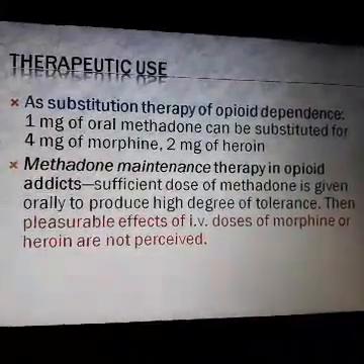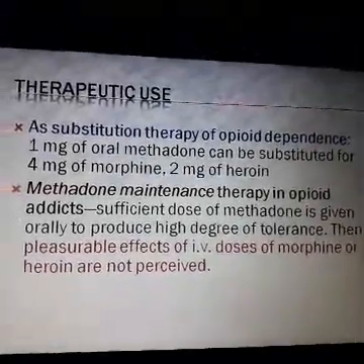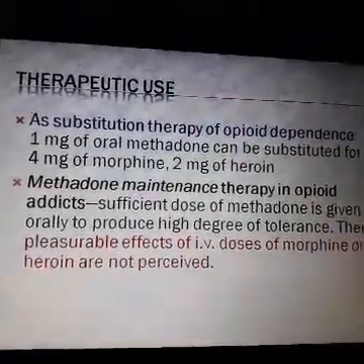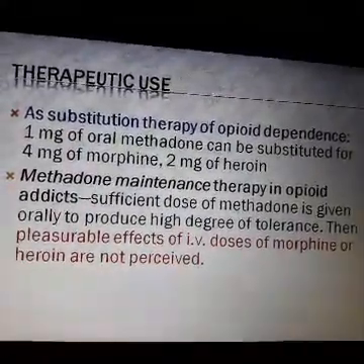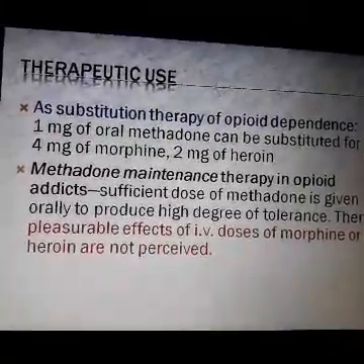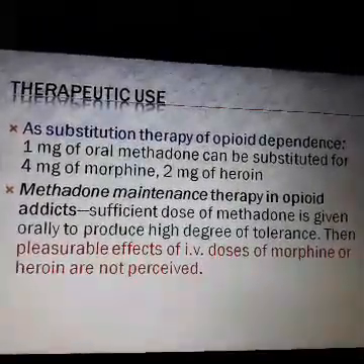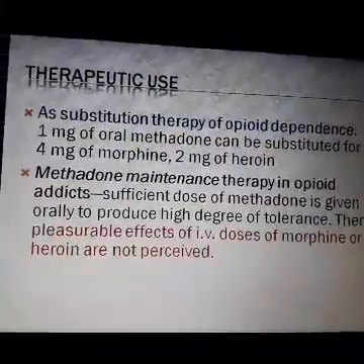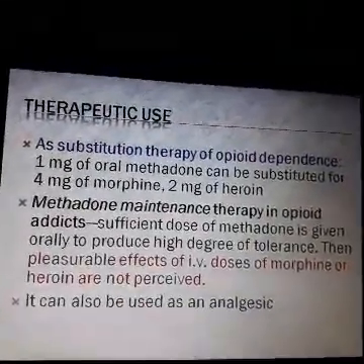A sufficient dose of methadone is given orally to produce a high degree of tolerance. So methadone is used orally, and if it is given in higher dose, it can produce a high degree of tolerance, and also receptor occupancy is longer. That's why even if morphine is taken by the patient after giving methadone, it will not produce any effect. It will not produce any euphoric effect. That's why the patient will feel less urge to take repeated morphine. So the pleasurable effect of every dose of morphine or heroin is not perceived. It can also be used as an analgesic, but mainly methadone is used in the treatment of opioid addicts.